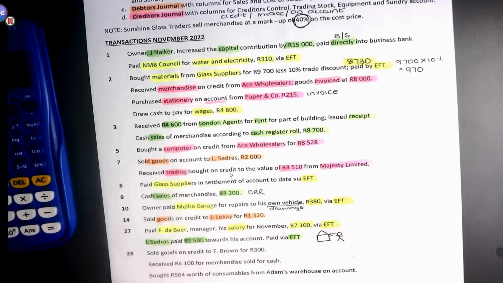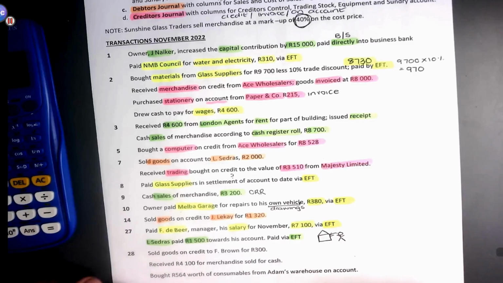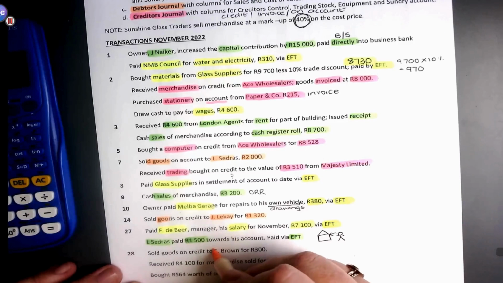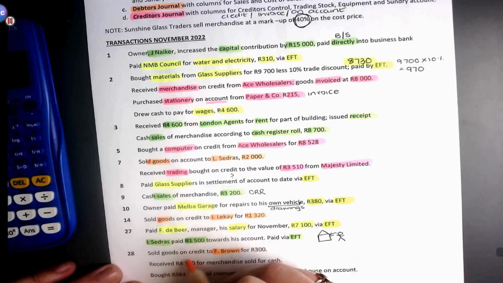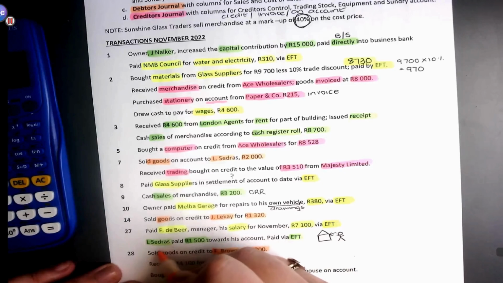via EFT. You sold goods on credit to F. Brown for 300 Rand. So F. Brown is buying something from the business, so he's becoming a debtor because it's on credit. You sold goods.